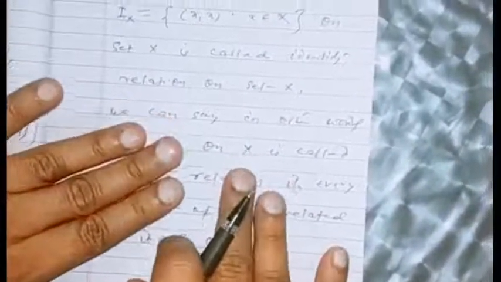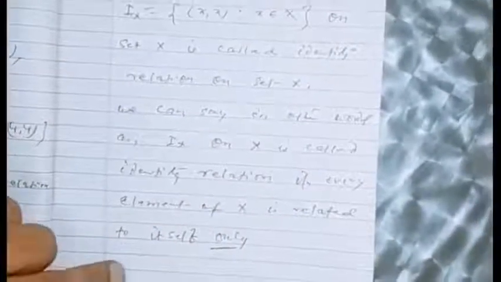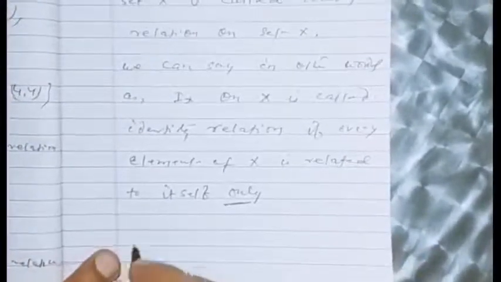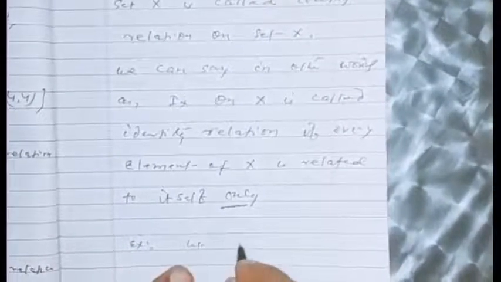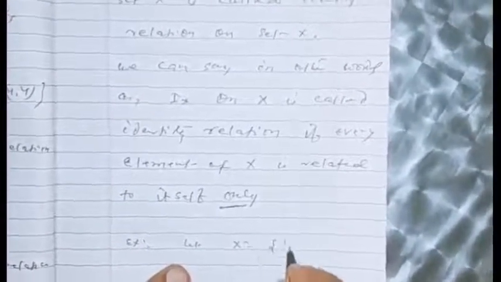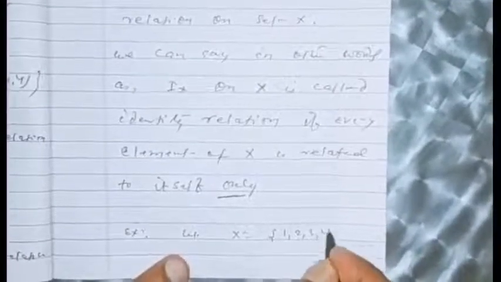I would like to clarify this matter, identity relation, with the help of examples. Okay, to take an example, let X equal 1, 2, 3 and 4. Now we construct different types of relations, like R1 equals (1,1), (2,2), (3,3), (4,4).